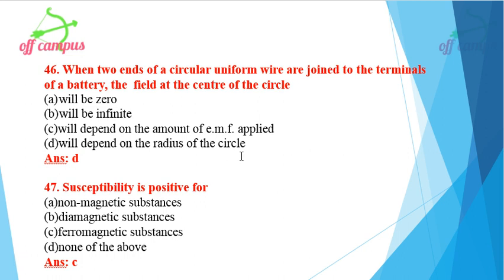So, what is the correct one? Option D, will depend on the radius of the circle. Then question number 47. Susceptibility is positive for option C, ferromagnetic substance. Susceptibility is positive for ferromagnetic substances. Option C is the right option.